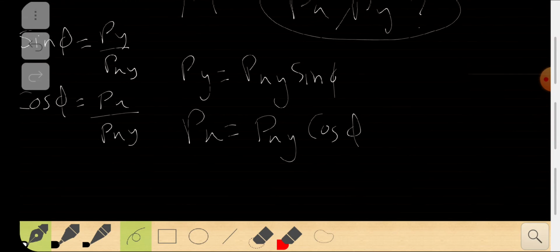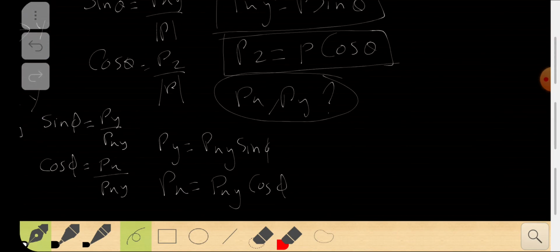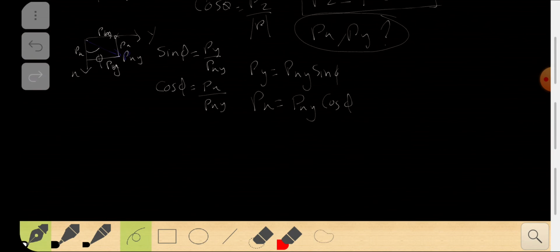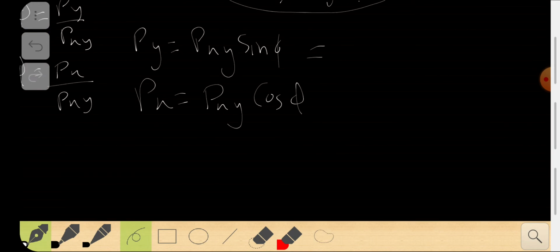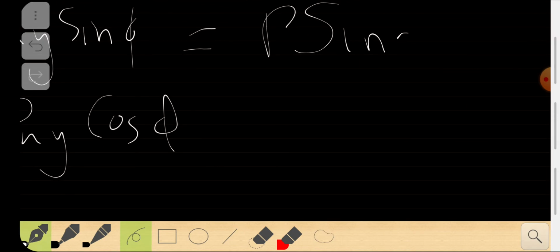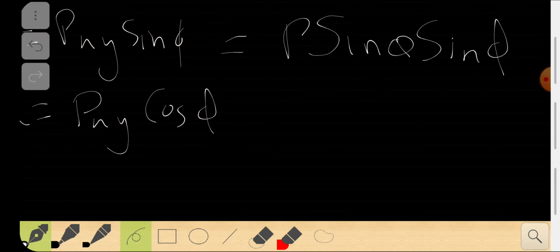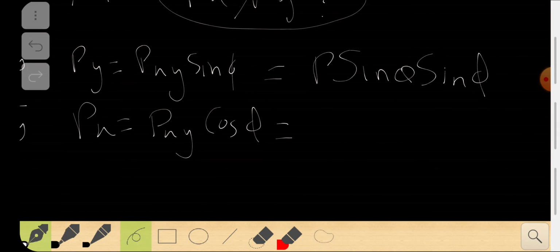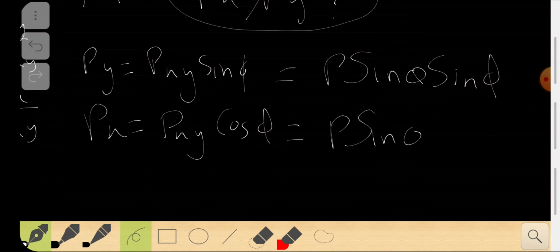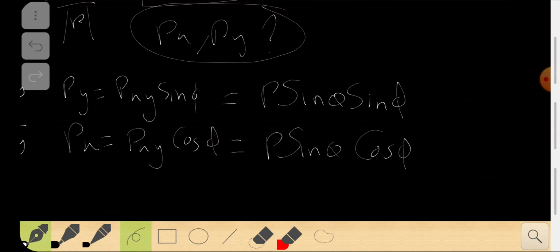Now you can substitute the value of p of xy here, which is p sine theta. So p of y will be p sine theta times sine phi, and p of x will be p sine theta times cos phi.